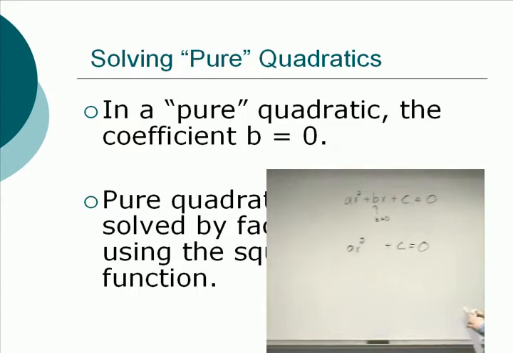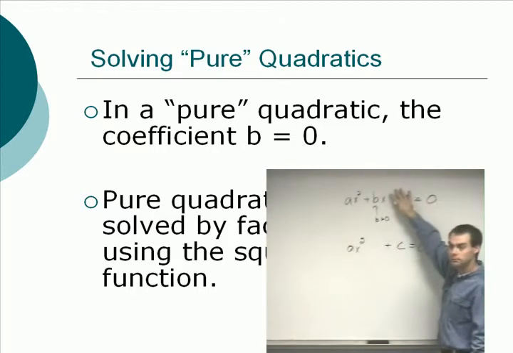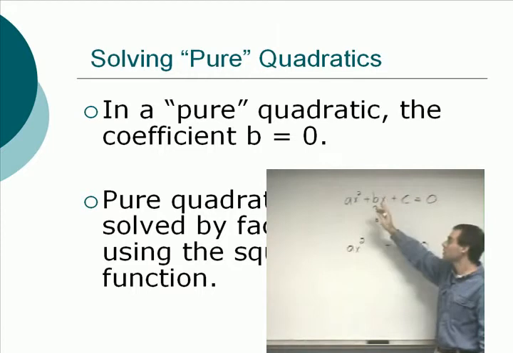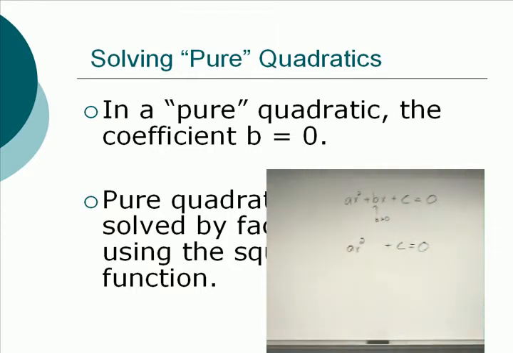Could you have a quadratic equation, going back up here, could you have a quadratic equation in which c was 0? Sure you could, and we're going to do some of those in a little bit. Could you have a quadratic equation in which a is 0? You can't. If a is 0, then what have you got?